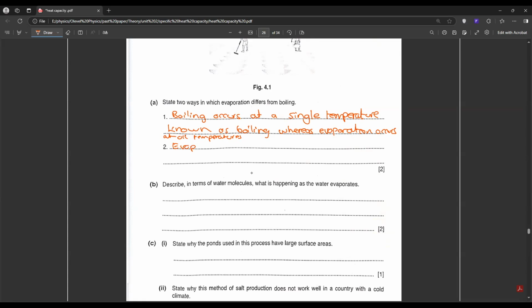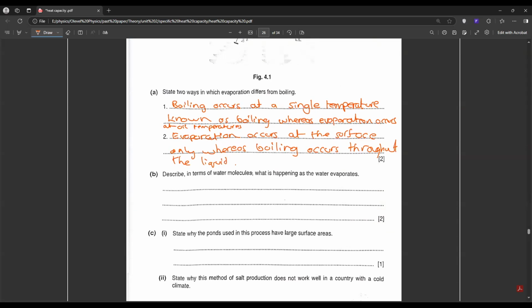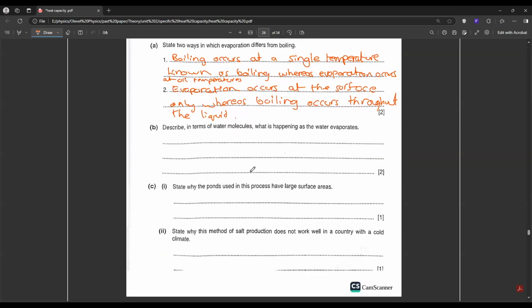Evaporation occurs at the surface only, whereas boiling occurs throughout the liquid. Okay, describe in terms of water molecules what is happening as the water evaporates.